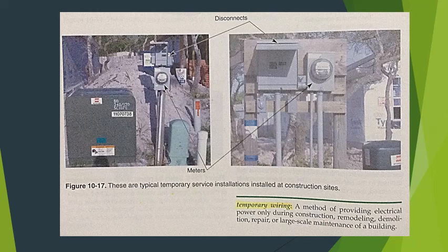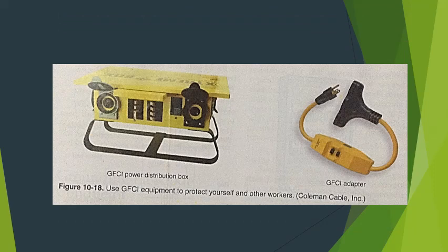All 15, 20, or 30 amp receptacles require GFCI protection. That's ground fault circuit interrupting protection. Protect temporary wiring from physical damage. Use portable ground fault circuit interrupter boxes. For this, see figure 10-18. Grounding must be in compliance with Article 250 of the NEC. All lamps should have protected covers or caging. They should be mounted at heights of 7 feet or higher.